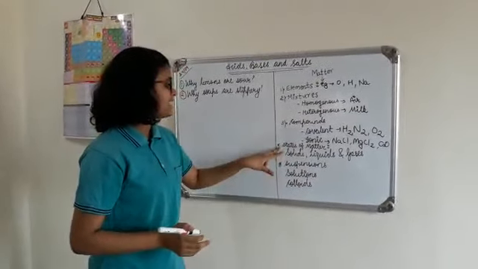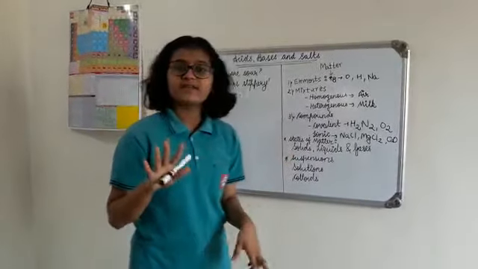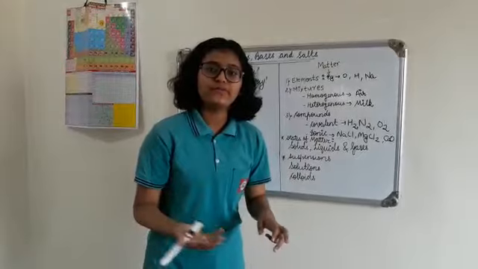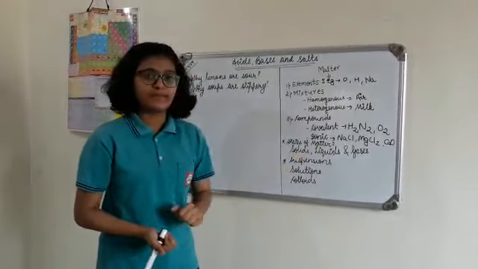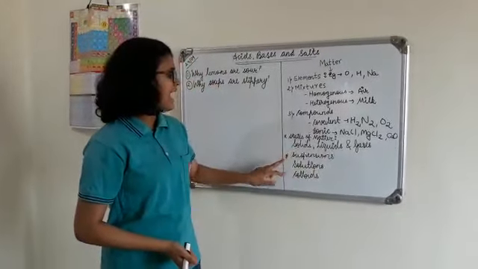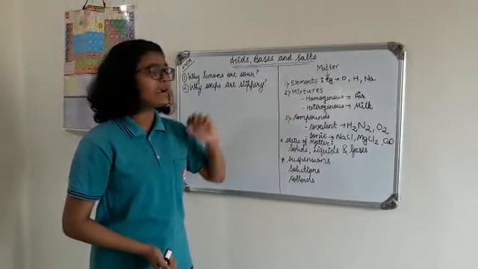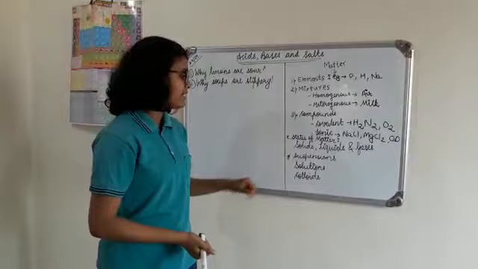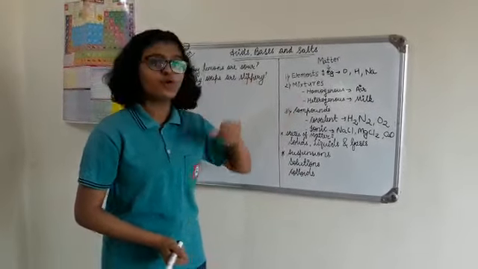Then we know the states of matter. There are 5 states of matter, but usually we are familiar with 3 of them, that is solids, liquids and gases. Suspensions and colloids are examples of heterogeneous mixtures and solution is an example of homogeneous mixture.